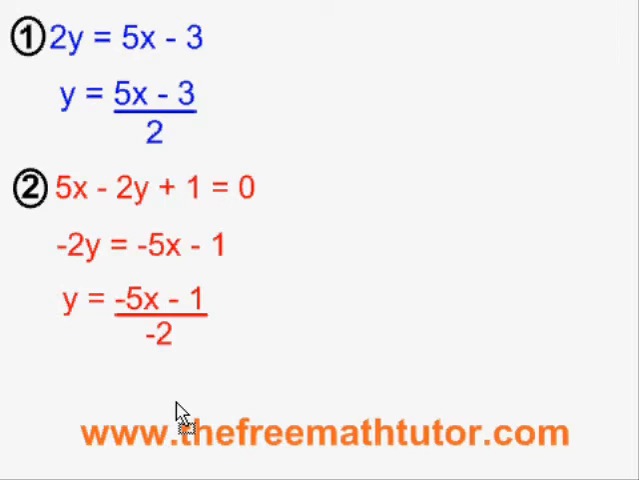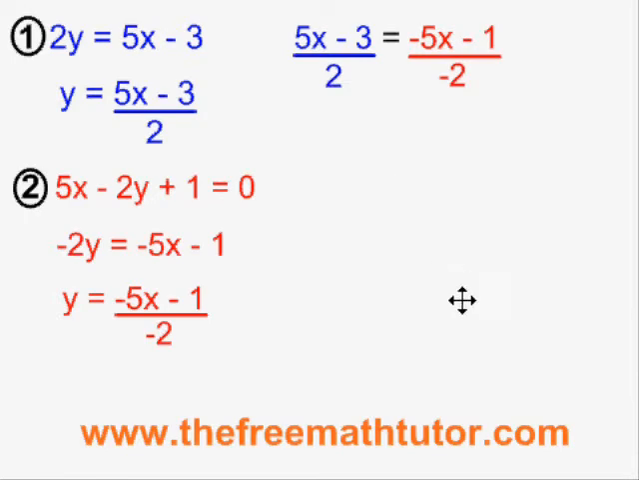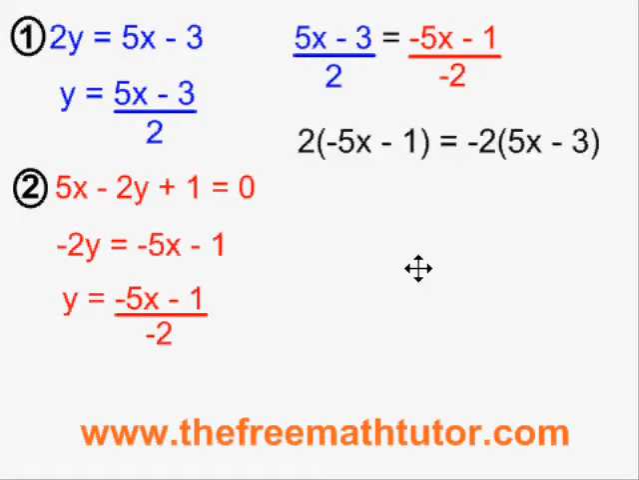I make what y is equal to in the blue equation equal to what y is equal to in the red equation, and it looks like this. And I can solve this with cross multiplication. The cross multiplication will look like this. Now I multiply across the brackets, and I end up with negative 10x minus 2 equals negative 10x plus 6.